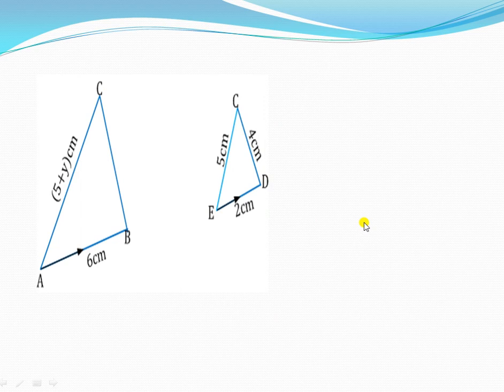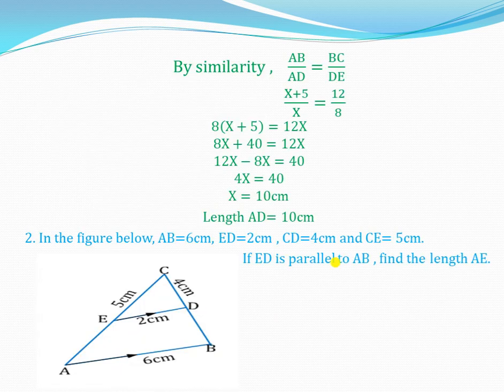But getting back to the original diagram, remember they are telling us to find the length AE, which is this length here. So I am simply going to call length AE y first. If this length is y, then it means length AC will be y plus 5 centimeters. Remember, AB is already known as 6 centimeters, ED is 2 centimeters, and CD is 4 centimeters.